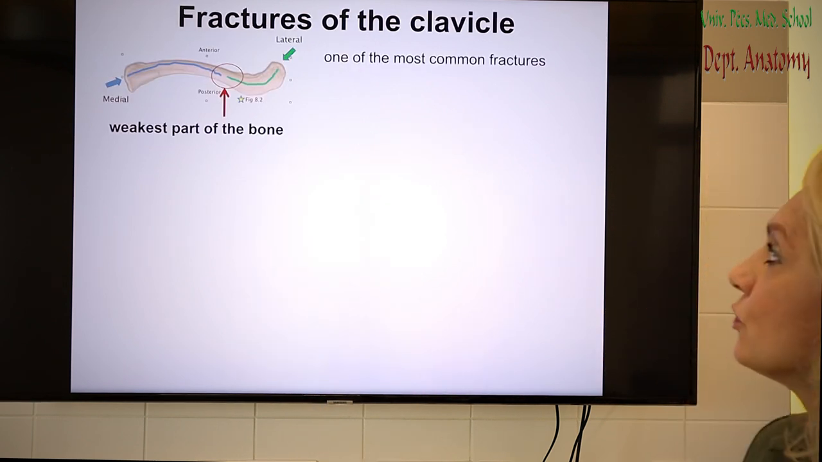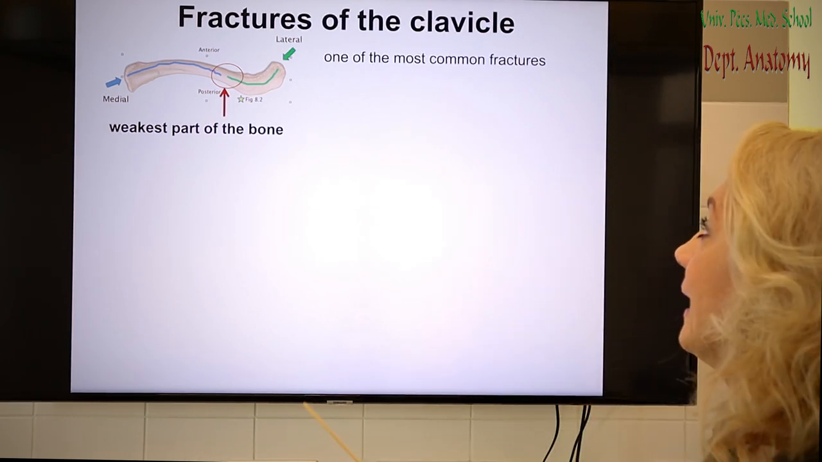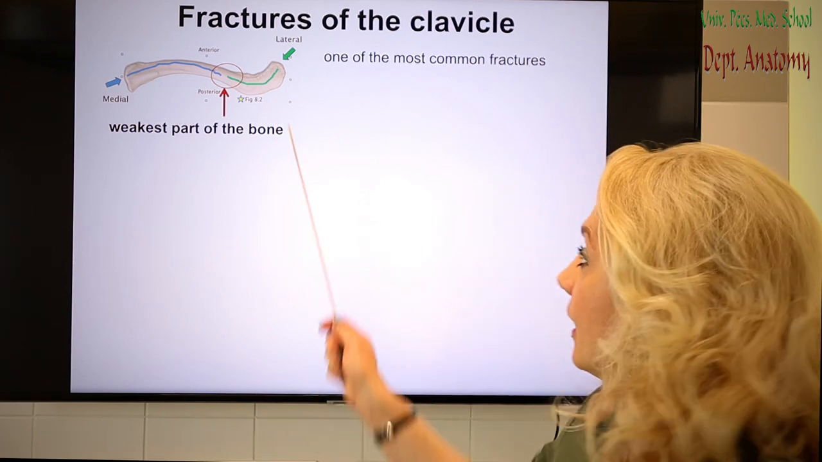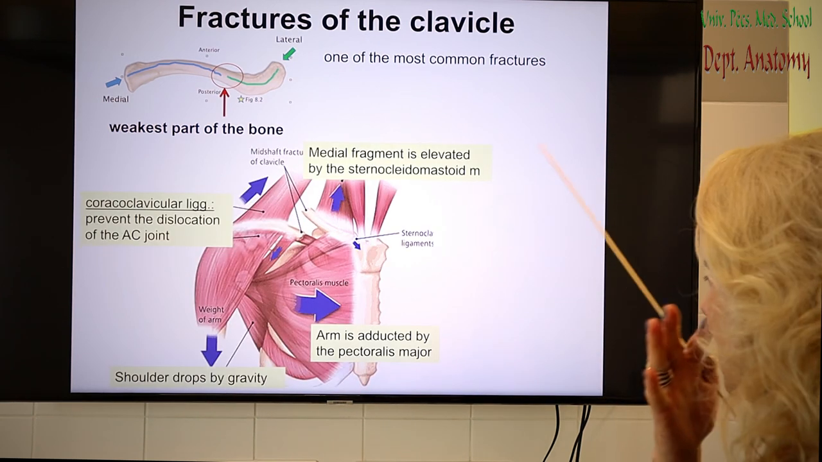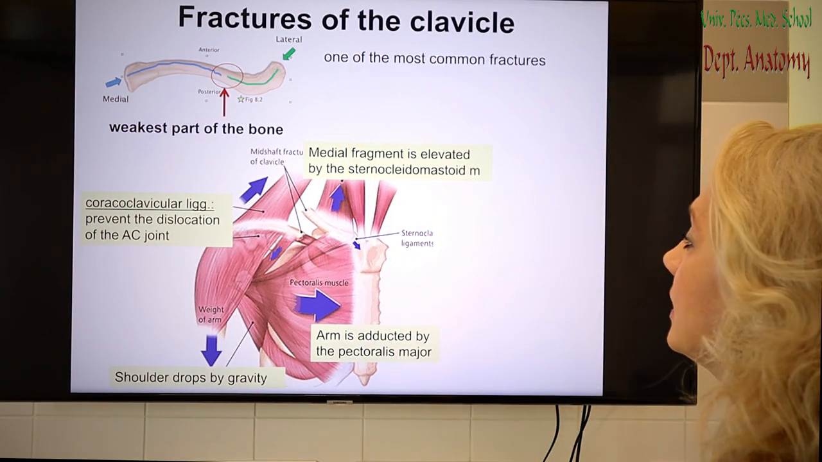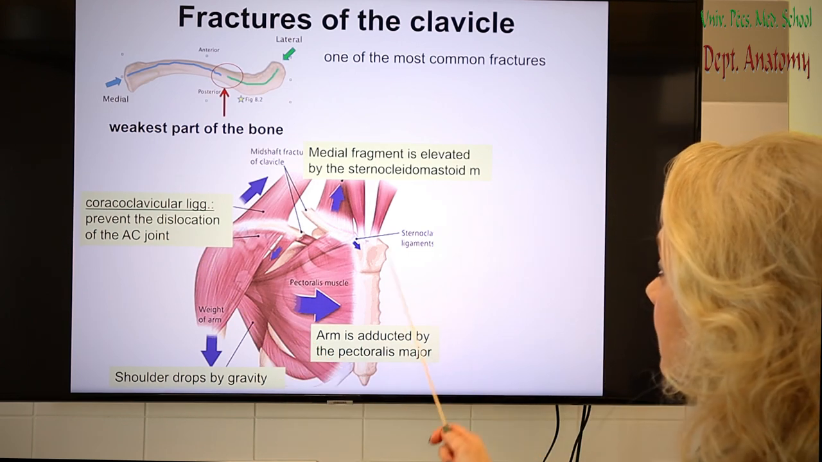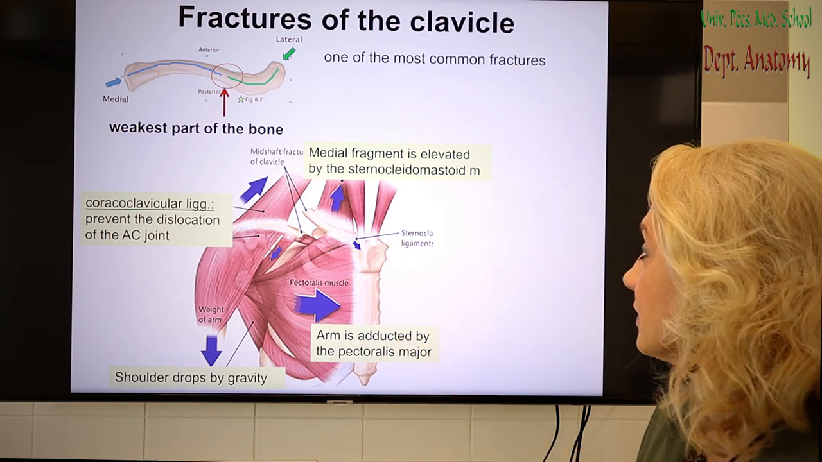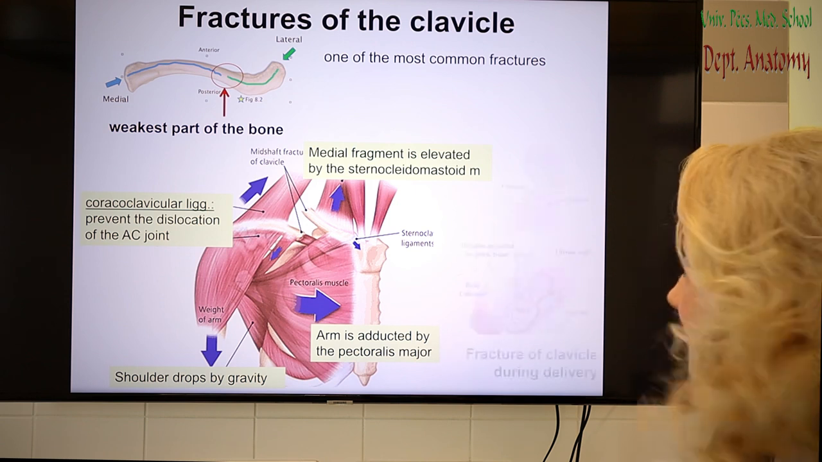About some bones, of course, the most important clinical relation is different fractures, and one of the most commonly fractured bones is the clavicle, with the weakest part shown with the arrow. When the clavicle is broken in this typical part, the coracoacromial ligaments prevent the dislocation of the joint, the sternocleidomastoid muscle pulls the proximal part of the clavicle upwards, and the arm is abducted by the pectoralis major.